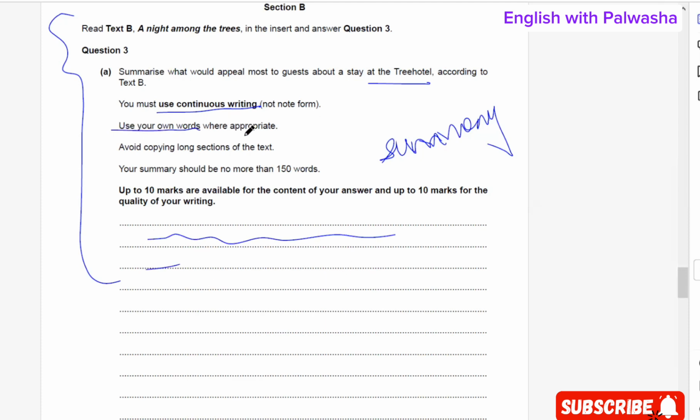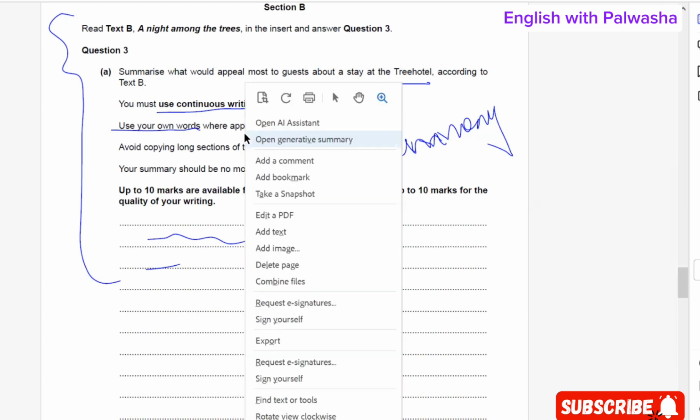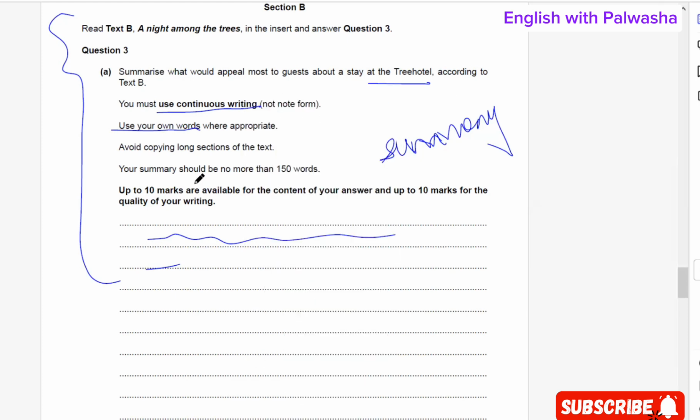Use your own words where appropriate. Use your own words where it's appropriate. But I would suggest you to try to convey it in your own words. Avoid copying long sections of text. Some small sections of text you can copy, but try to explain in your own words. Let's suppose, you can write like this. Okay, so there are some points which I'm making here, but I'm making the points. You are going to write it in the form of a summary. Your summary should be no more than 150 words. Okay, so you'll be given ample lines, so you have to manage in between. Try to write in neat handwriting and presentable.